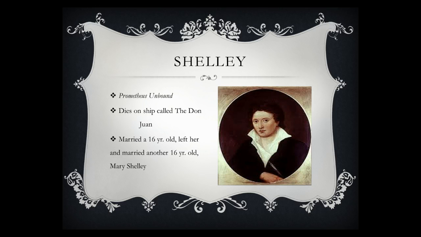Our next individual is Percy Shelley, 1792 to 1822. He gives us the work Prometheus Unbound, which details the revolt of humans against the society that oppresses them. Again, back to that ideal of Rousseau, that society is what oppresses us and we were born free, and to break free of our chains we need to get out of society. What's kind of interesting about him is he marries a 16-year-old, and then he will actually leave her for another 16-year-old who is Mary Shelley, who gave us Frankenstein.